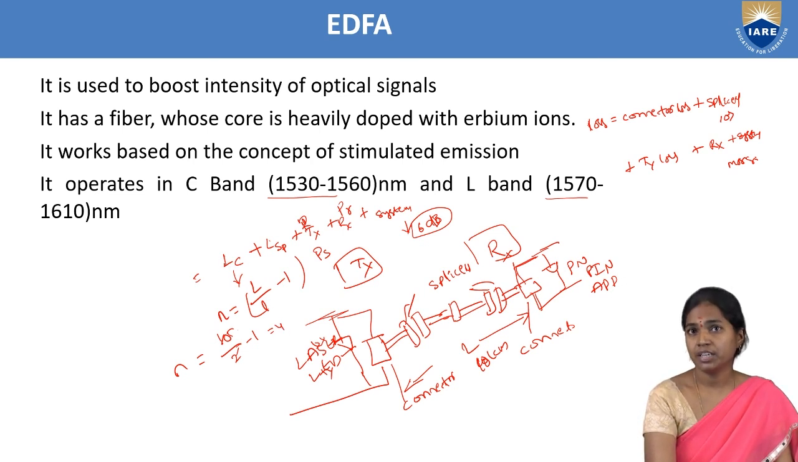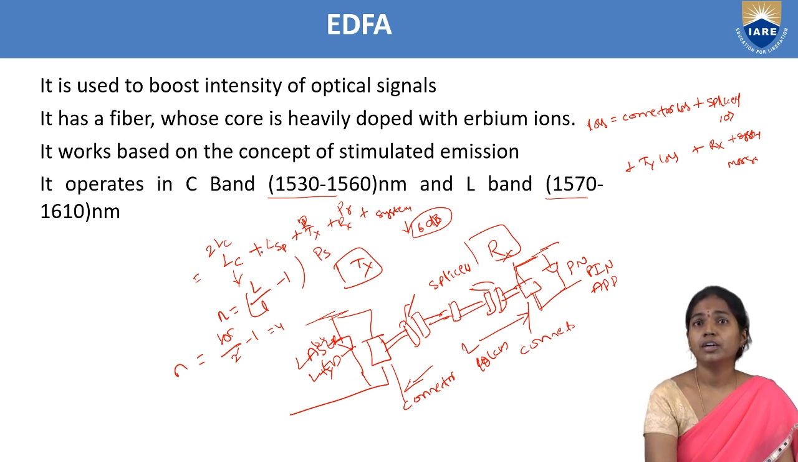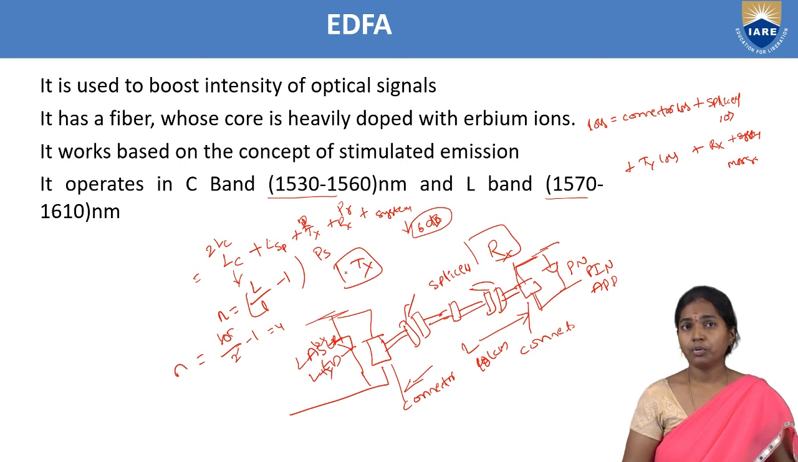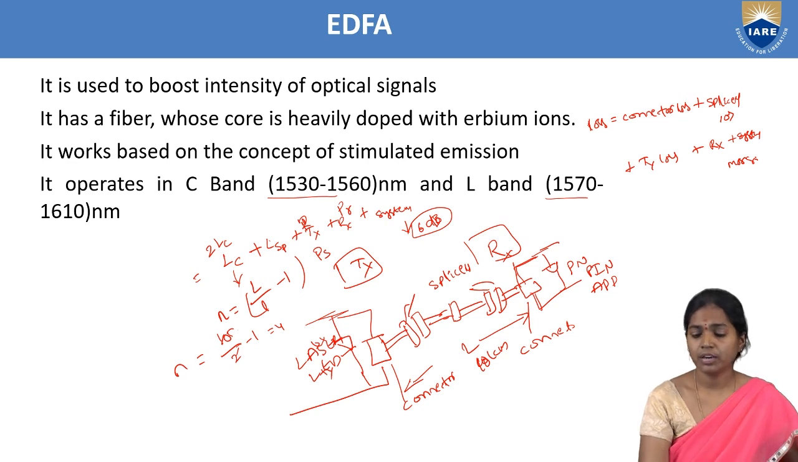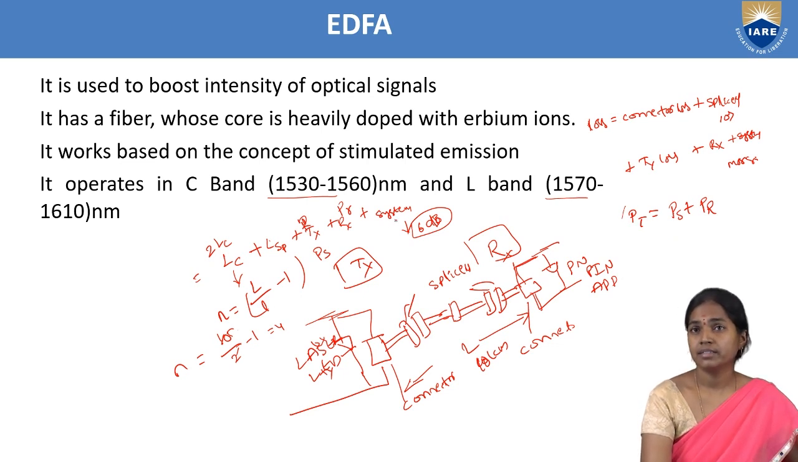So here the number of connectors we represent as 2 into LC. Connectors are connected across the source side and across the receiver side, so two connectors are used. And what is meant by total power? The total loss we represent with output by input. So PT, the total power loss, equals PS plus PR, source power plus receiver power, which is nothing but our total loss. And the system margin we consider up to 6 dB. So based on these parameters we calculate the link power budget.